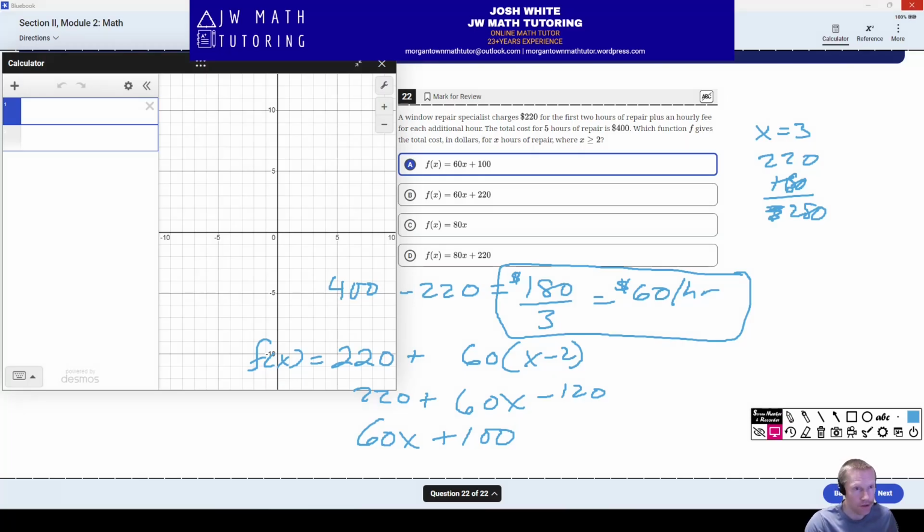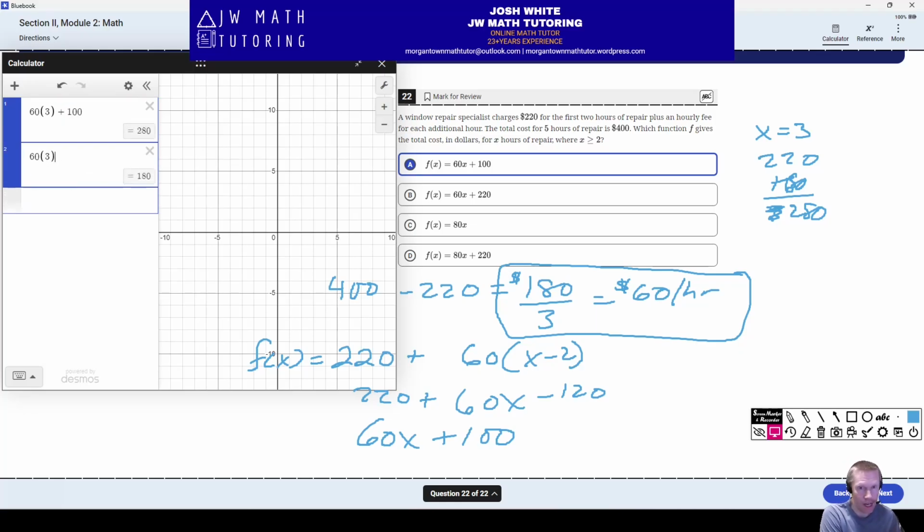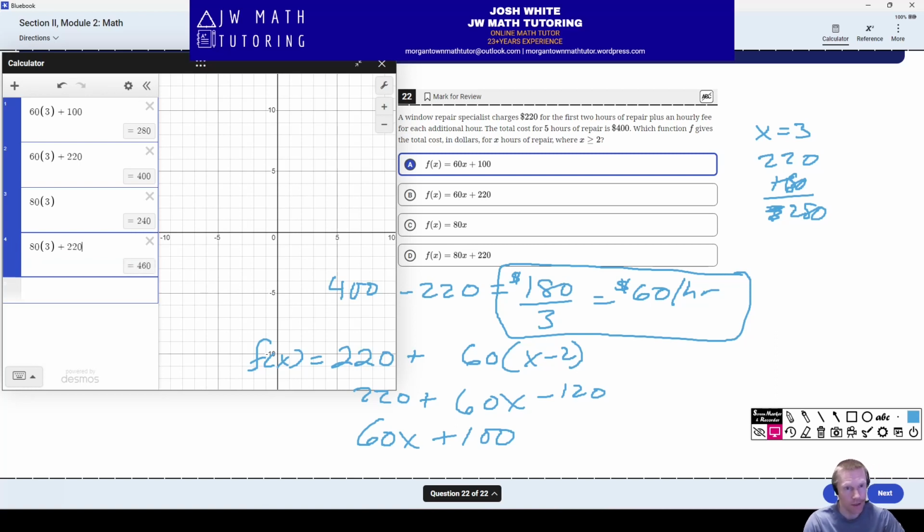So then you just go to the answer choices and you just plug in and you see, does it equal 280? So for A, the answer is yes. For B, the answer is no. For C, the answer is no, it does not equal 280. And for D, it's obviously going to be no because I'm taking the same value as C and I'm just adding 220 to it. So A is the only one that gives you the $280 you would expect for the cost of a 3-hour repair. However, again, you do have to first figure out, based on the information they give you, that the hourly cost for the repair after the first 2 hours is $60.